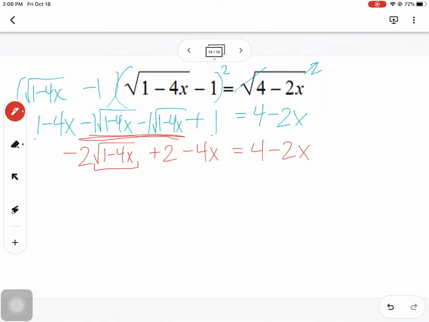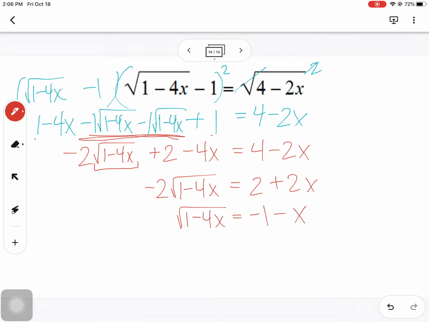When we do that, I'm going to subtract 2, so I get 2, and I add the 4x, so plus 2x is equal to negative 2 square root of 1 minus 4x, and then divide that negative 2 over, and you get negative 1 minus x. So again, I first subtracted the 2 from the 4 and got 2, added 4x to negative 2x and got 2x, and then divided by negative 2 on everything.